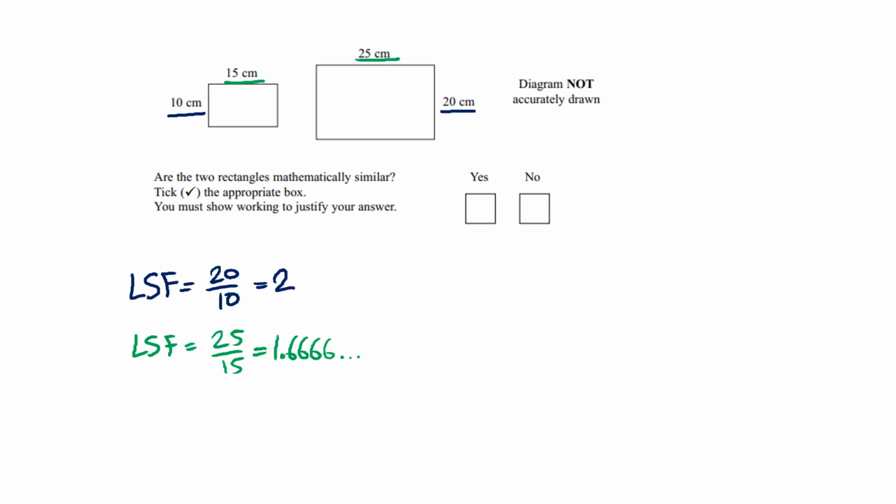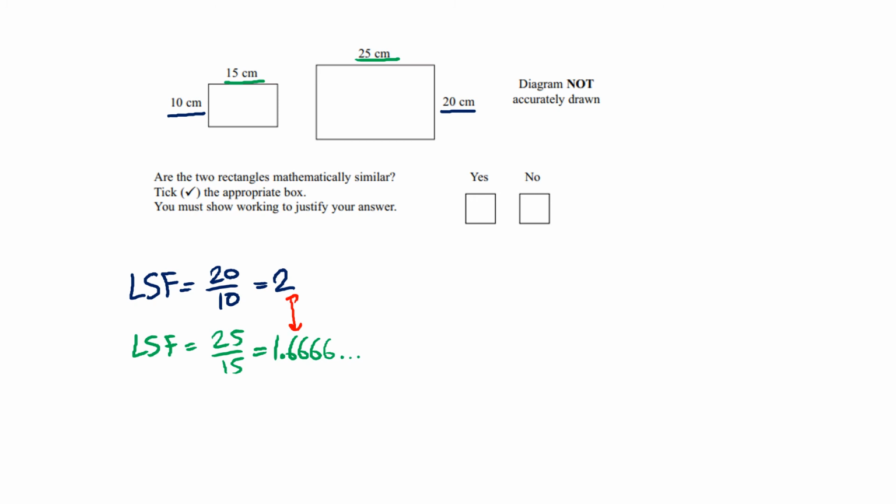So remember that similar means that we multiply all the sides by the same amount to get the new sides. And what we can do here is we can find 2 different values for the linear scale factor. We can get a value of 2 if we do 20 divided by 10, and we can get a value of 1.6 recurring if we do 25 divided by 15. I have actually put this one as a decimal just so it's easy to see that those are different numbers.